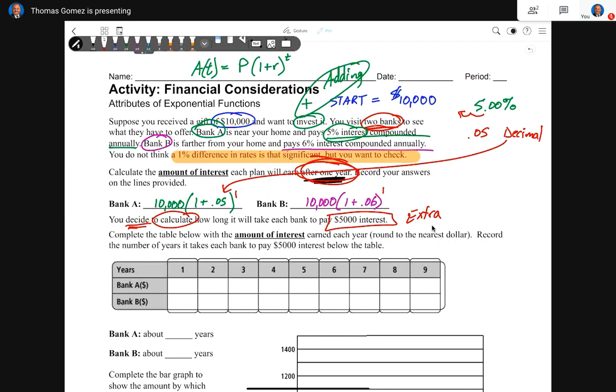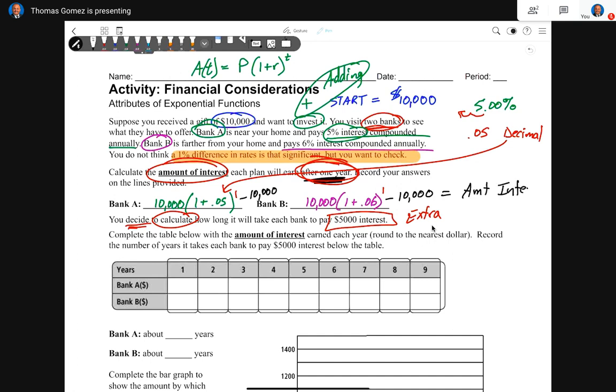So from these, for Bank A, the amount of interest is not this. This is the total amount. If we want to know just the interest from both of these, what this activity is asking is, after you've calculated how much that is, subtract it from your original amount. Subtract this from your original amount, and that will give you the amount of interest.